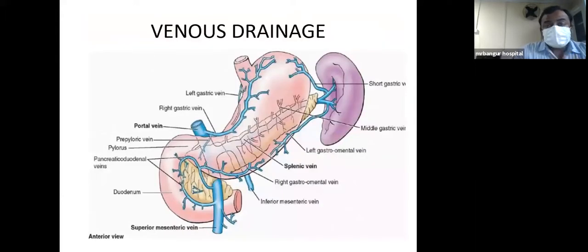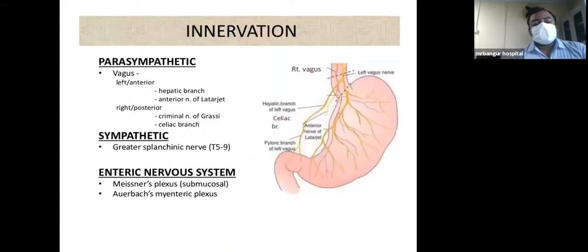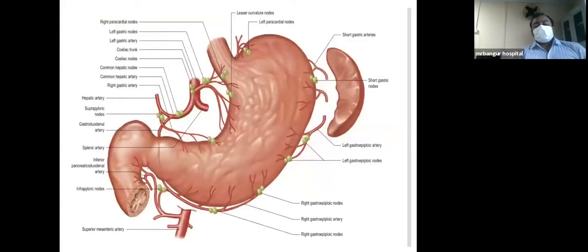The venous drainage, as far as the venous drainage is concerned, it has been found that other various vessels are there corresponding to the artery, and ultimately they drain into the portal vein. As far as the innervation is concerned, parasympathetic and sympathetic, both the supplies are found in the case of stomach. Vagus supplies the parasympathetic division, and the sympathetic is via the greater splanchnic nerve. Also, there is an enteric nervous system present there, embedded in the wall of the stomach, Meissner's plexus and Auerbach's mesenteric plexus, namely.